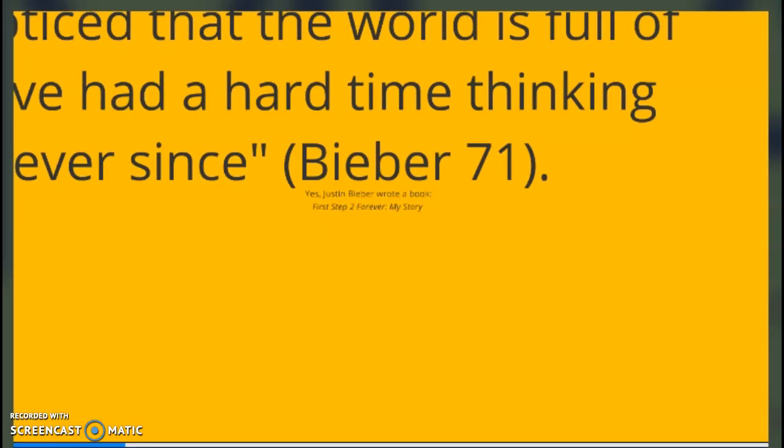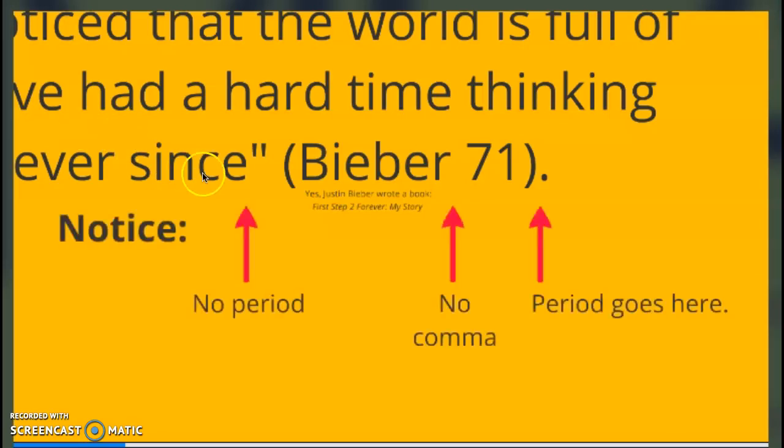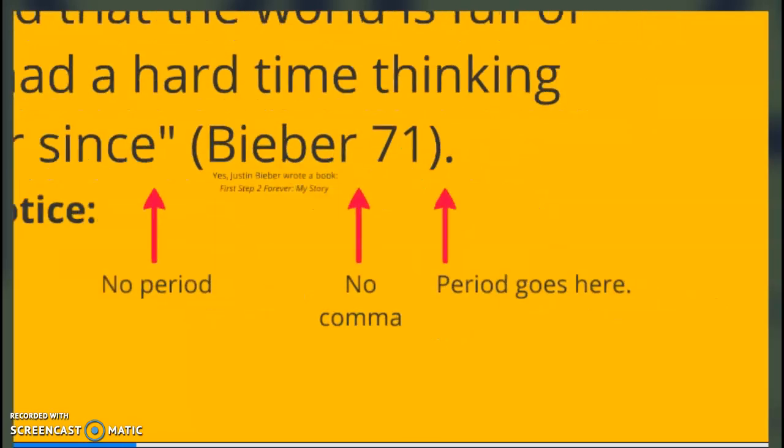I highly recommend it. Notice that the direct quote does not have a period inside the direct quote itself. The period actually goes at the end of the citation after the parentheses. And you'll also notice that there's no comma inside the citation. You just give the author's last name and the page number where the citation actually occurred from.